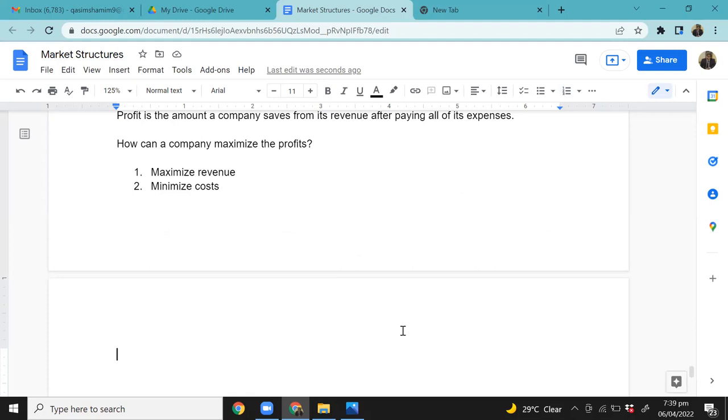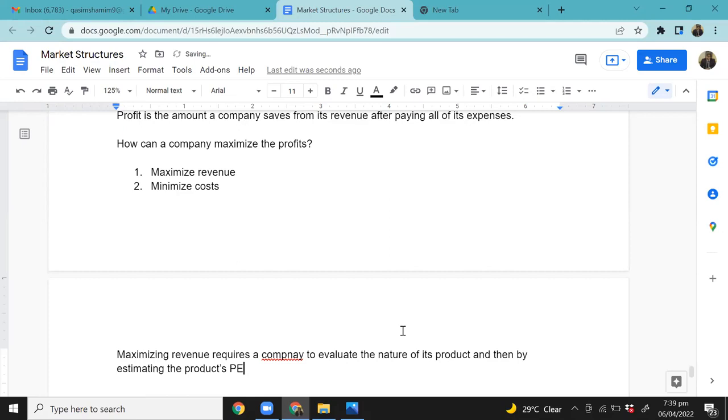Now, after we have mentioned this, what you'll do next, right? Maximizing revenue requires a company to evaluate the nature of its product, and then by estimating the product's PED, the company can set its prices such that they maximize the revenue. Okay, now students, think about this.